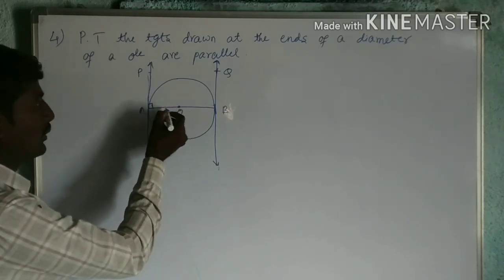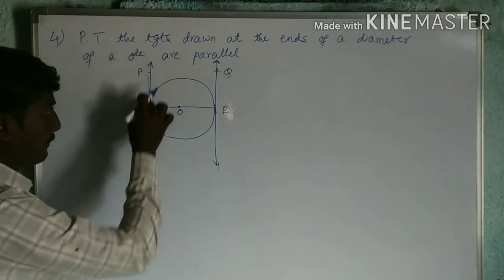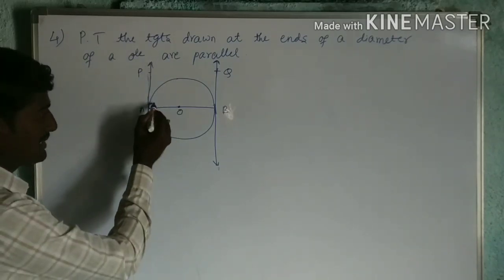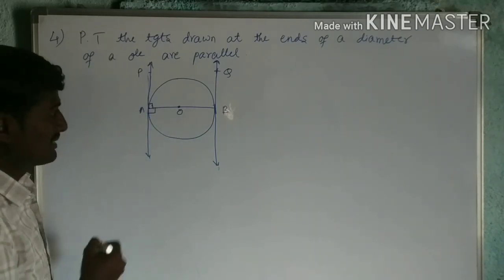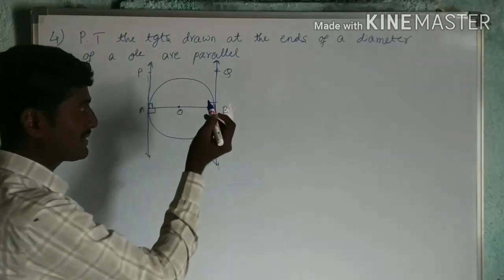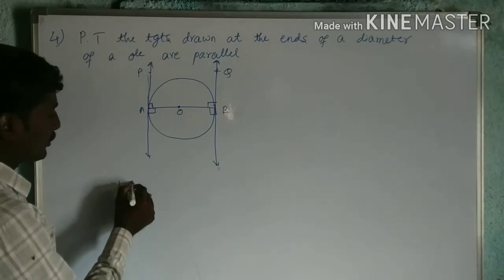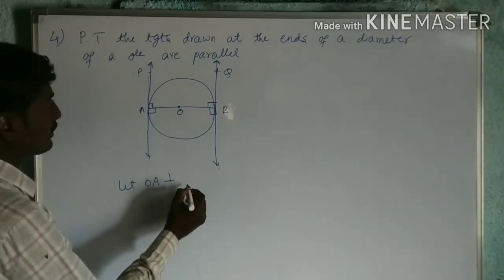Therefore angle OAP is 90 degrees, since PA is a tangent. If this is 90 degrees, here also it must be 90 degrees. Similarly, here it is 90, here also it is how much? 90 degrees. Now can I write? Let OA be perpendicular to AP.